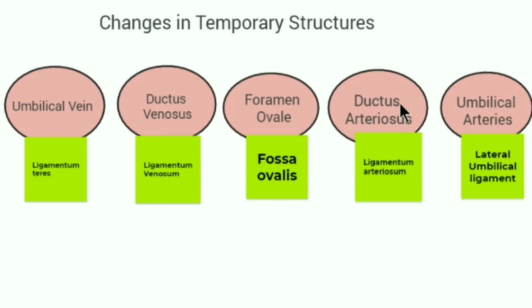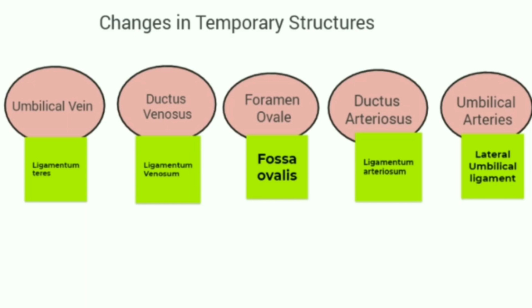After closure of the umbilical cord, the ductus venosus and the umbilical vein collapse and functionally close. The ductus arteriosus becomes the ligamentum arteriosum. Functional closure of the ductus arteriosus occurs at the time of birth, but anatomical closure occurs at around 1 to 3 months. Then the umbilical artery changes into the lateral umbilical ligaments. So that is about the changes in the temporary or additional structures in the fetal circulation.